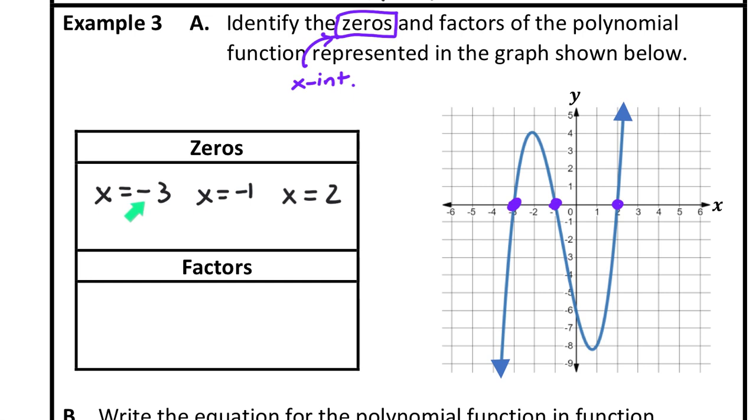Okay, so how would I write them as factors? What's the opposite of a negative 3? So we would write x plus 3. For the second one, what's the opposite of a negative 1? Positive 1. And then the opposite of a positive 2, negative 2. Okay, so we have 3 factors, right? 1, 2, 3.